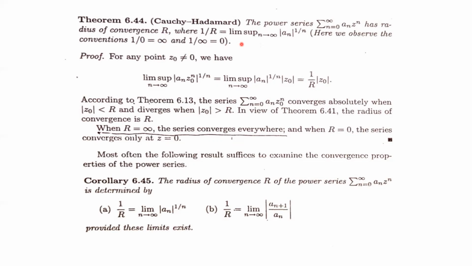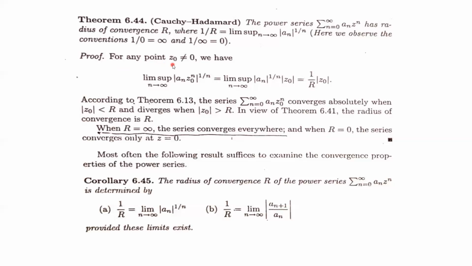So what it gives ultimately? It gives ultimately the value R for any given power series in this form. Okay, so there is a small proof for this, which I would like to describe.